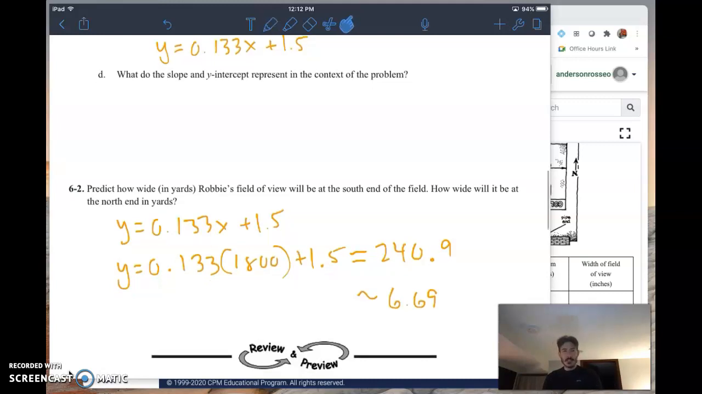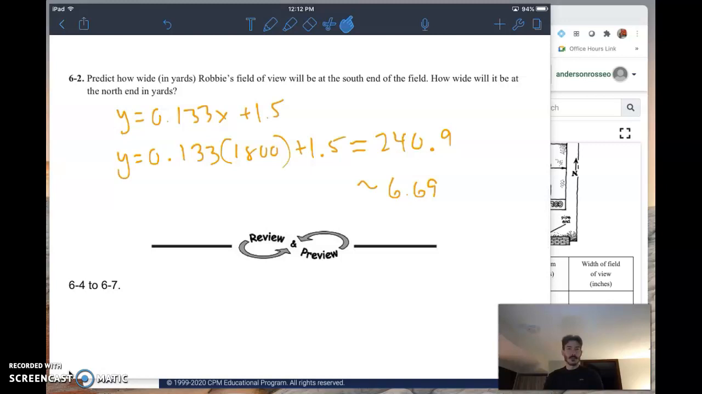I'm not going to make the prediction for the north end of the field just because of time today. But ladies and gents, there is a tiny bit of review and preview here, 6-4 to 6-7, that's going to really give you an idea of what kind of questions you might have.